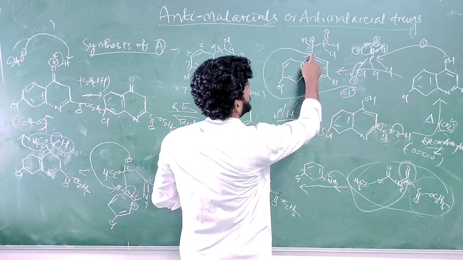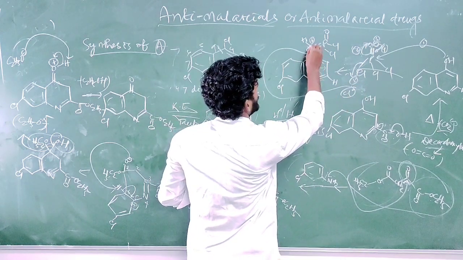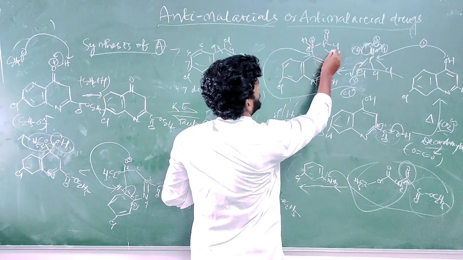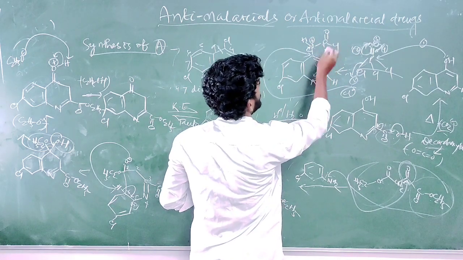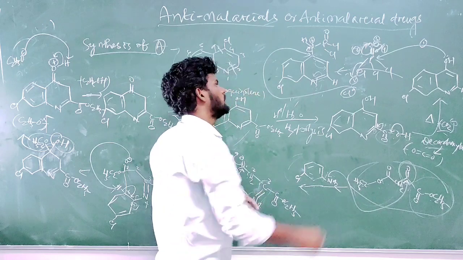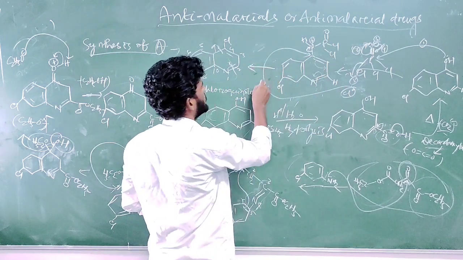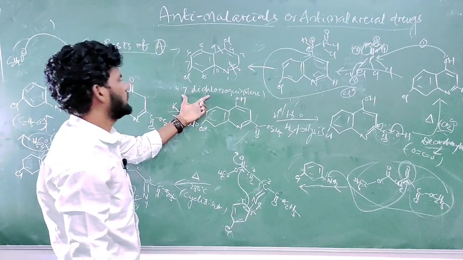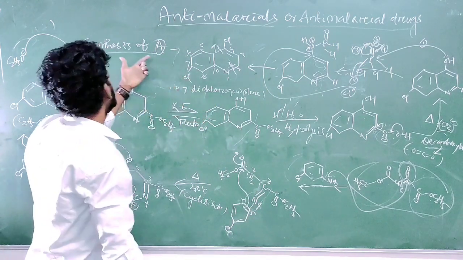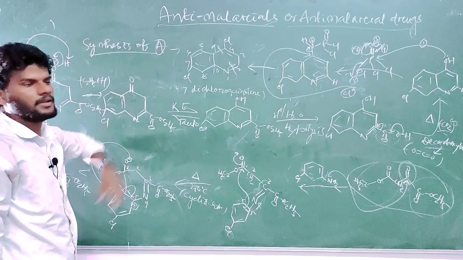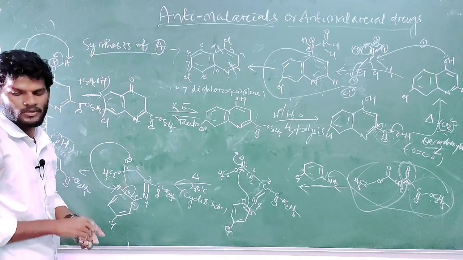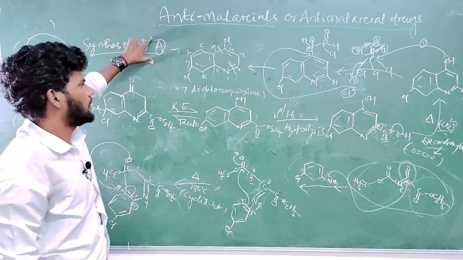So chlorine attaches to this carbon atom and this bond moves over to oxygen. POCl(OH) leaves as a leaving group. Then chlorine attaches to this carbon, the 4 number carbon, and what is formed? 4,7-dichloroquinoline, our desired structure A compound. Okay, so this is the reaction pathway to synthesize structure A.